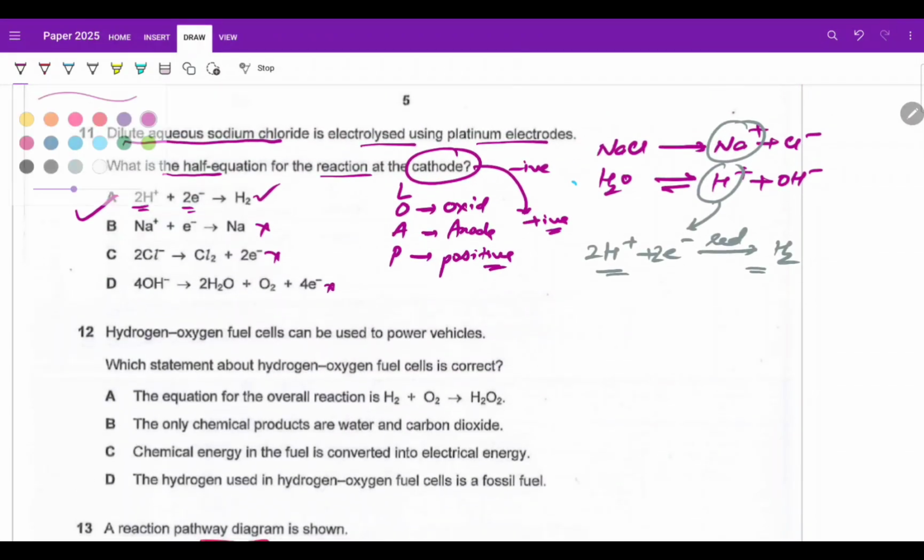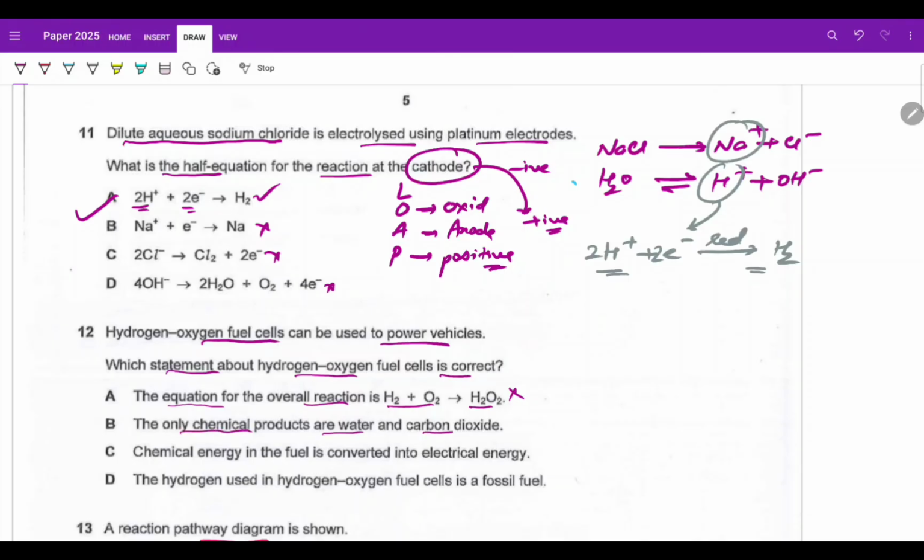Question 12 says hydrogen oxygen fuel cell can be used to power vehicles. Which statement about hydrogen oxygen fuel cell is correct? The equation for the overall reaction is H2 + O2 gives H2O2. No, it forms water. The only chemical products are water and carbon dioxide. CO2 is not produced, only water is produced.